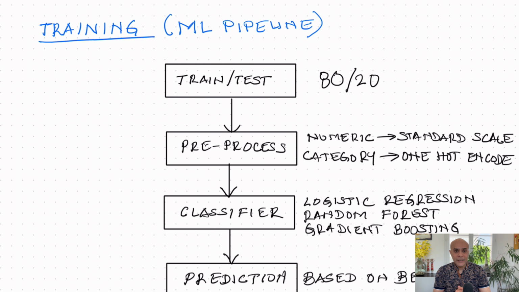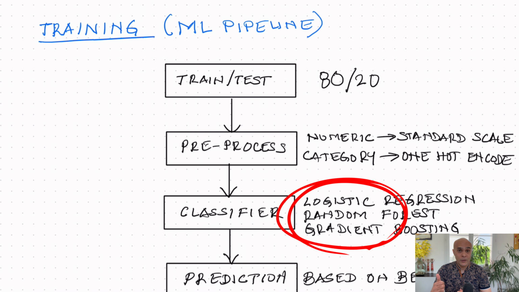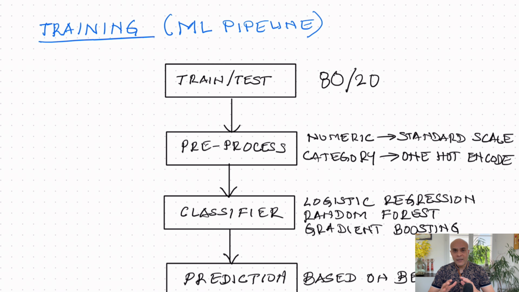Now because we are predicting 2 outcomes, churn or not churn, this is a binary classification problem. So we can test multiple algorithms which allow us to make this binary classification, and some of the popular algorithms are logistic regression, random forest, gradient boosting, and then we can try to find out which is the best performing model.